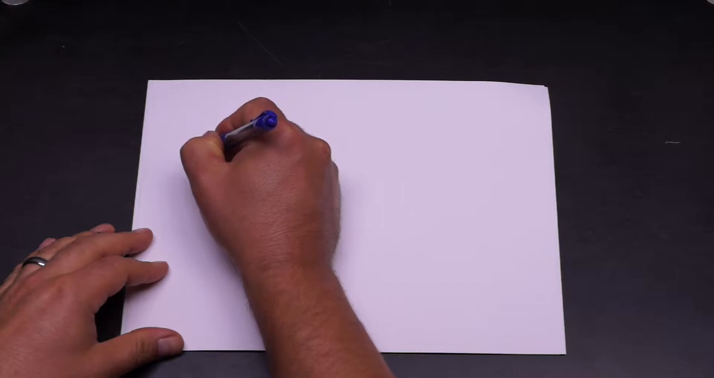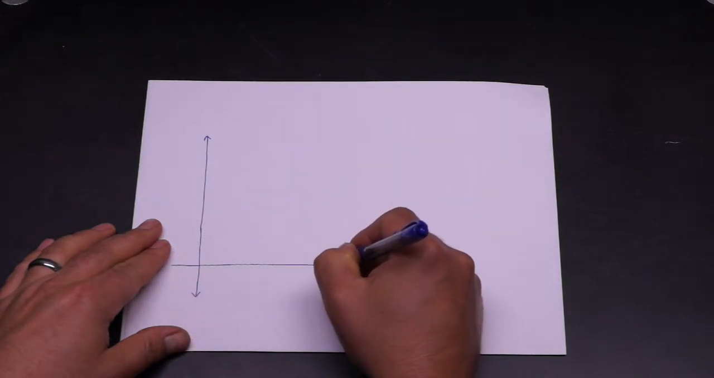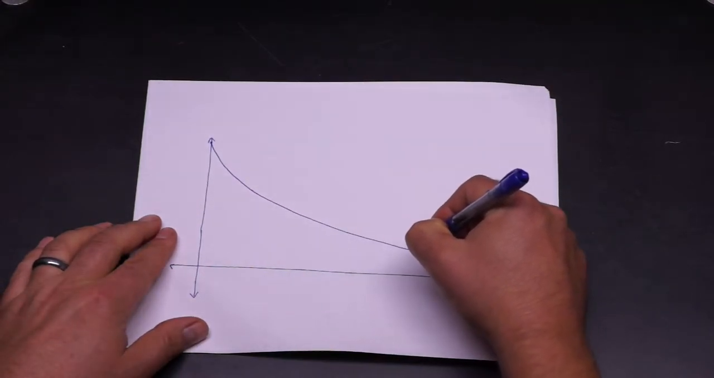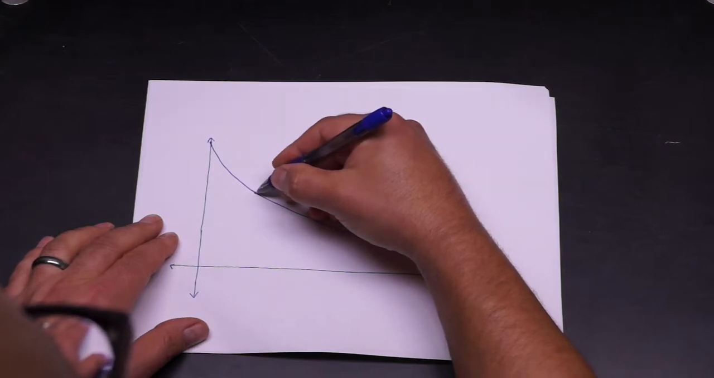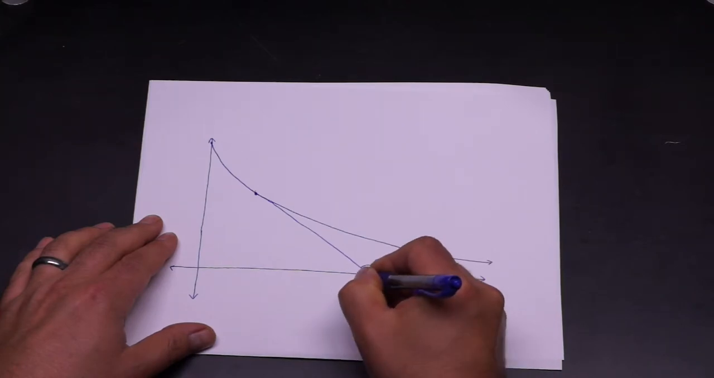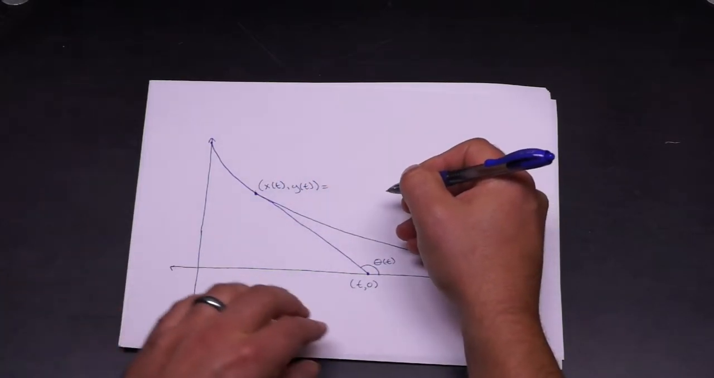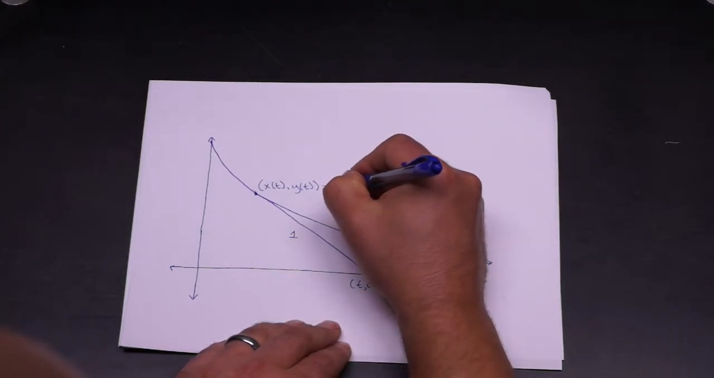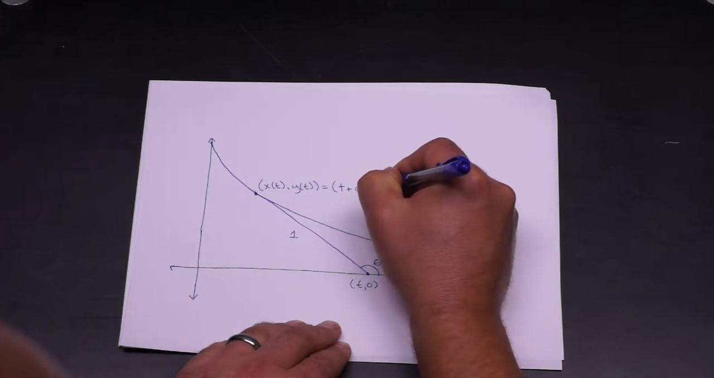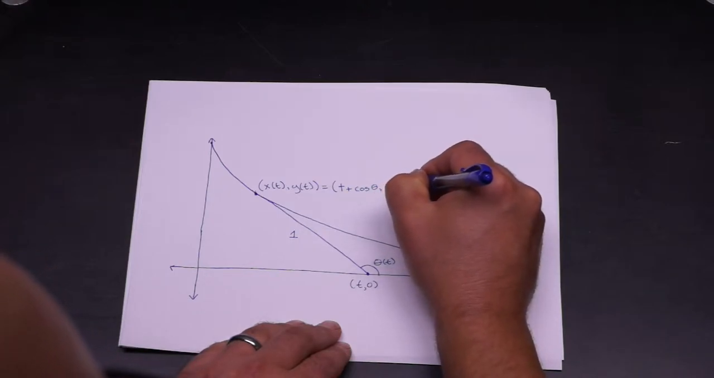First, I'll sketch things out. To save a little bit of time, I'm going to speed up the video of me drawing the picture. I actually did this a lot more carefully. So if we think about the point located 1 unit away from t, 0 at an angle of theta of t, its coordinates are given by t plus cosine of theta of t, and 0 plus sine of theta of t.